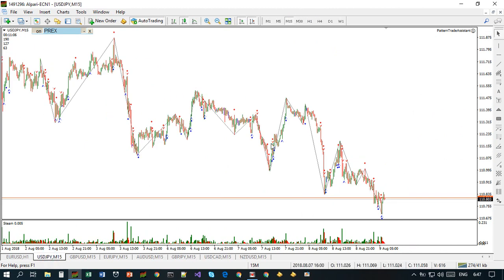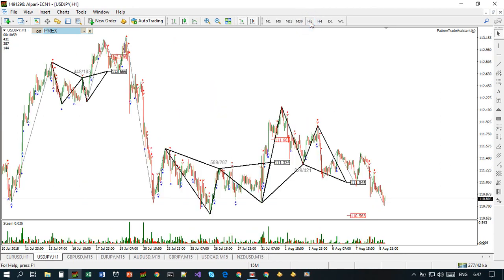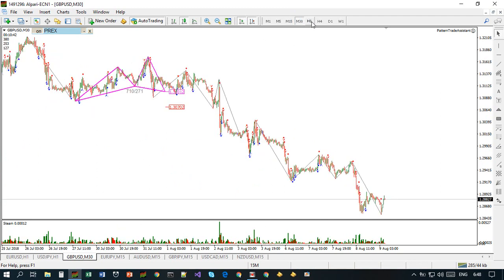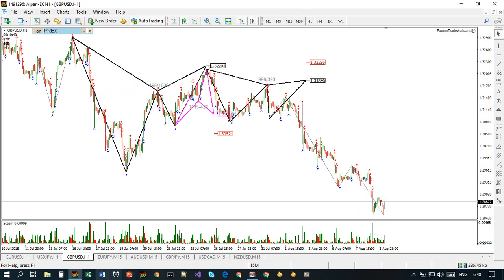Then let us go to dollar-yen. Same operations. Switch to 30-minute, switch to 1 hour. We already completed this unified Gartley and it bounced to the upside, and the reaction is already done. The profits already taken. As for pound-dollar, 30-minute has nothing, 1 hour has nothing.